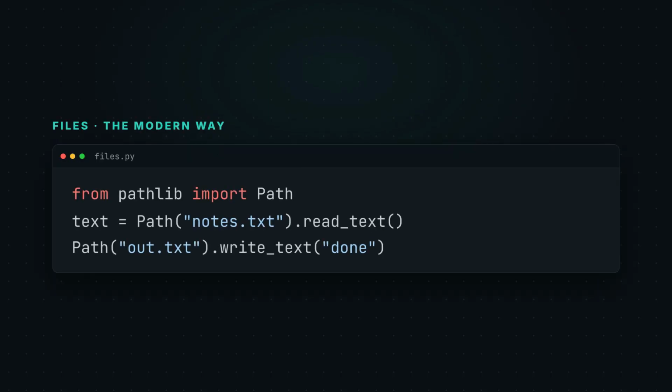Files first. Forget the old open and close dance for simple cases. Pathlib gives you read text and write text. Right on the path. Point at a file, read its text. Point at another, write text out. Clean, and it just works.